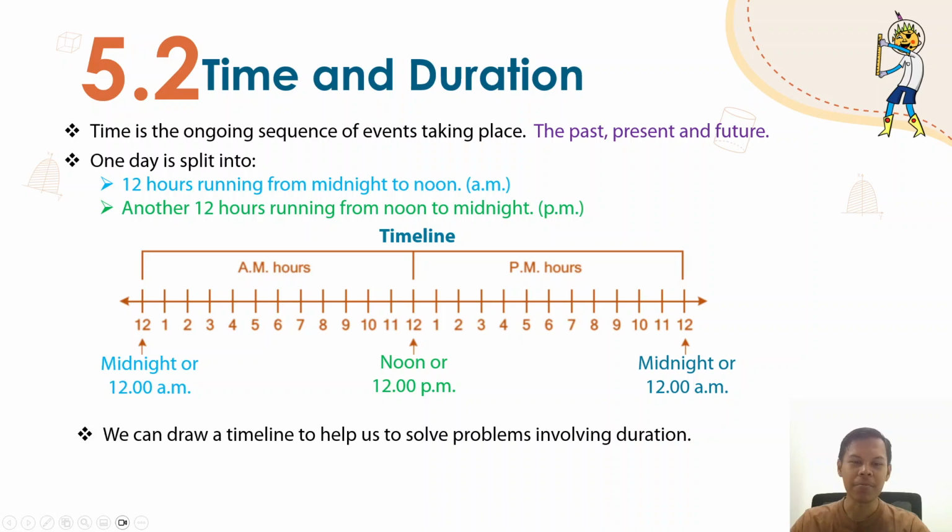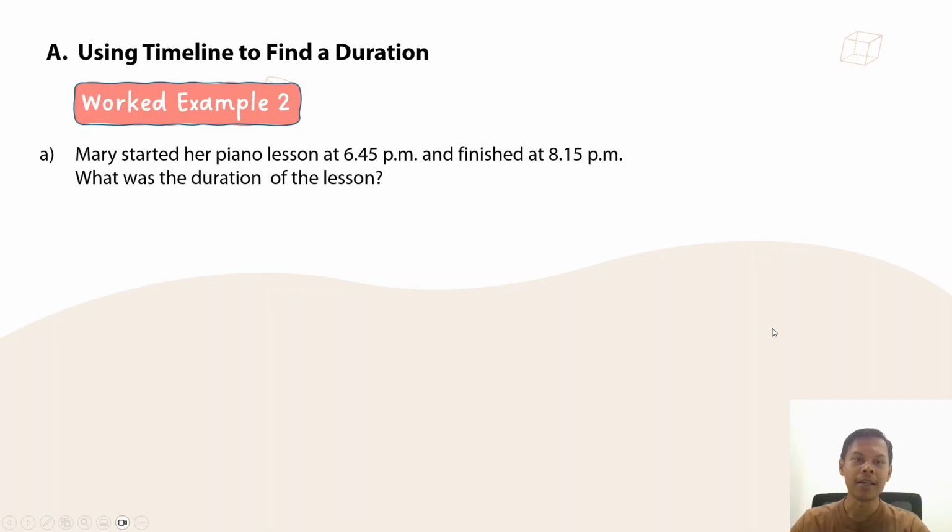We can draw a timeline to help us solve problems involving duration. Let's go through the first part of this time and duration. Using a timeline to find a duration. First example here, Mary started her piano lesson at 6:45 p.m. and finished at 8:15 p.m. What was the duration of the lesson?